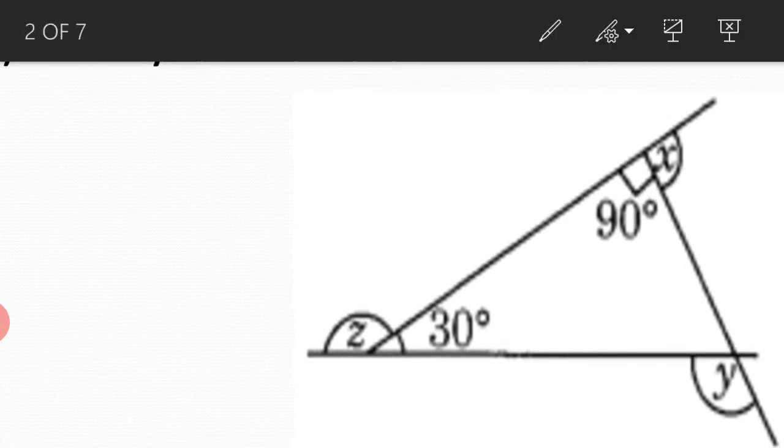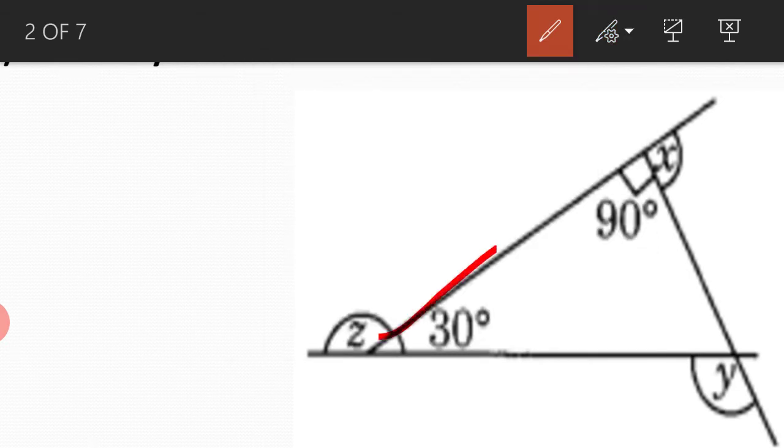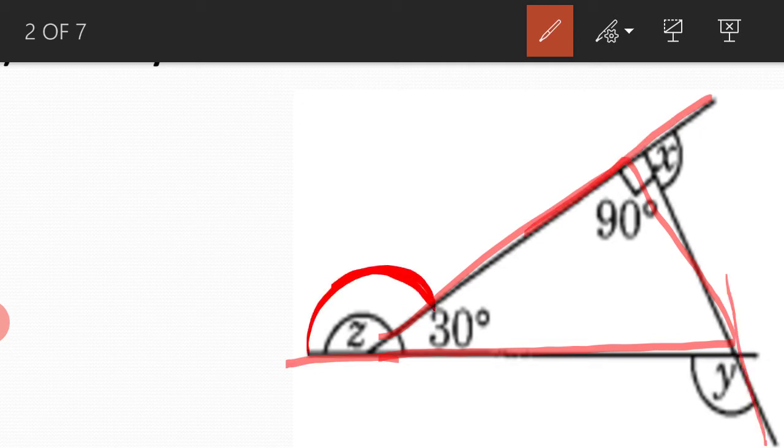Now which shape is this? Actually this is a triangle. Can you identify? There are three sides, so this is a triangle. Inside the triangle are the three interior angles, and then the lines are extended. So these angles in the exterior, their measures are x, y, z. You must be recalling these angles are called exterior angles.